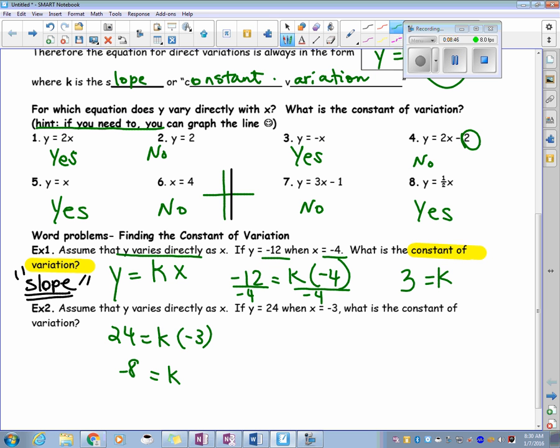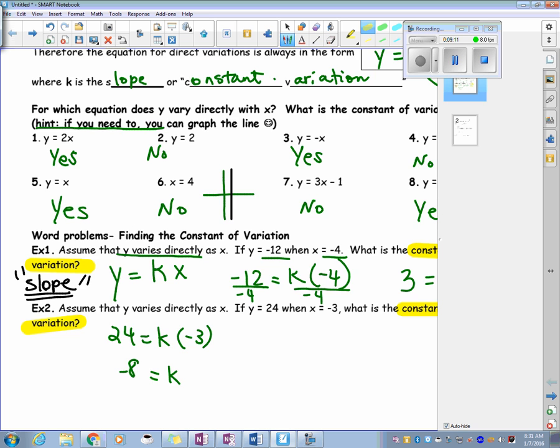So if you don't know what a constant of variation is, constant of variation, that is the slope. What is the constant of variation? The slope. You guys wake up. What is the constant of variation? Okay. All right, let's go on to page 2 then.